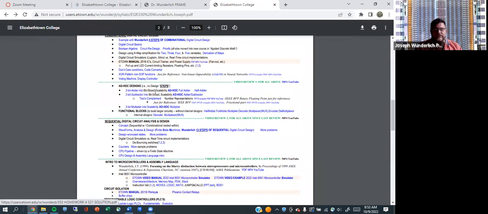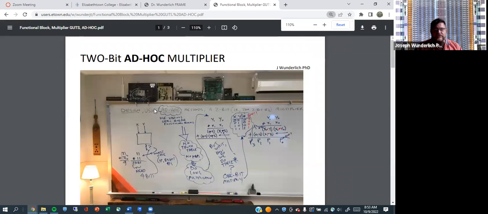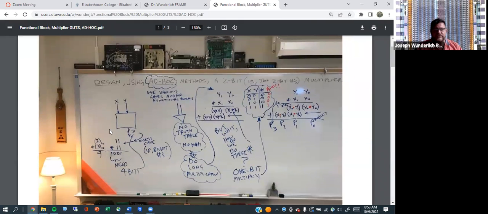Next, we want to look at a multiplier with ad hoc, using ad hoc methods. So firstly, we just make a block diagram. Okay, what's going on here? We want to do two 2-bit numbers coming in here, x and y. You could put a little indication of 2 bits here, but 2 bits coming in each of these lines.